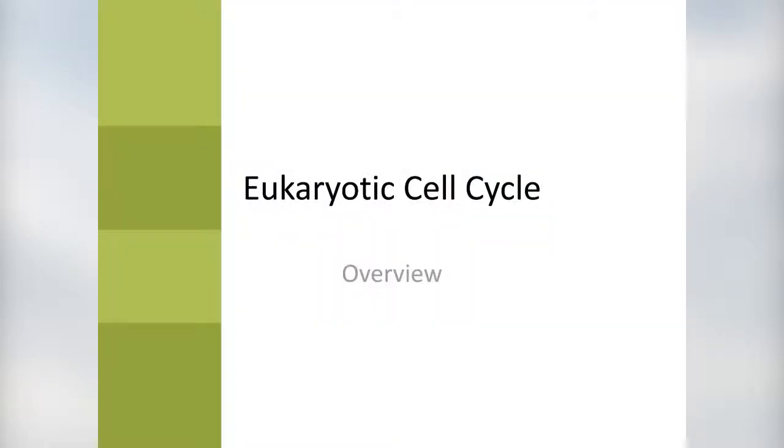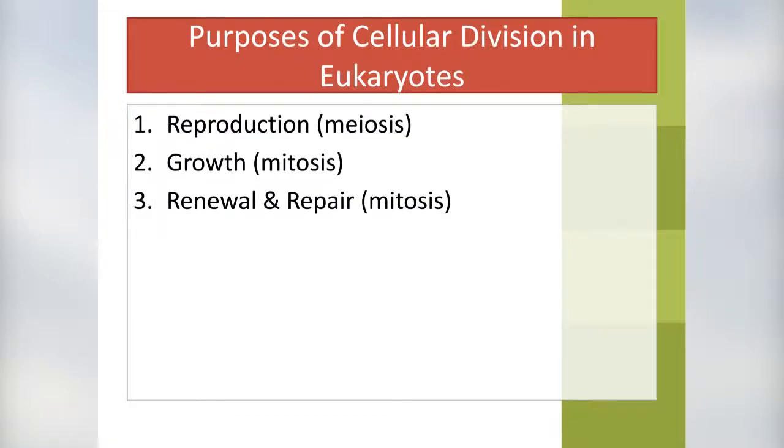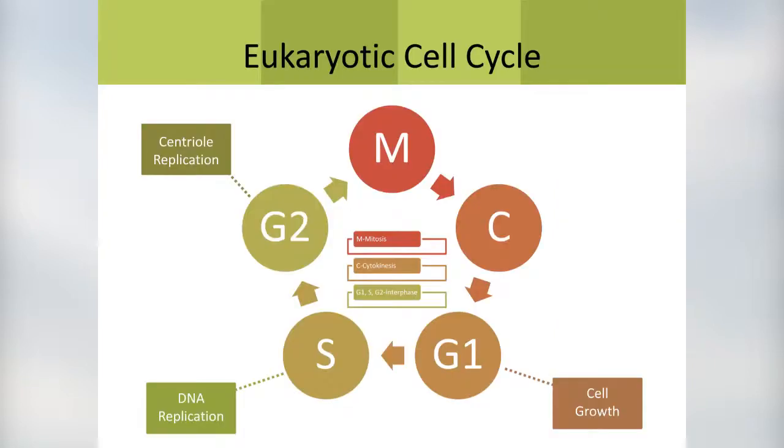Eukaryotic cell cycles are crucial for the overall cell and the maintenance of an organism. There are three purposes of cellular division in eukaryotes: reproduction, growth, and renewal and repair. Reproduction is handled by meiosis, whereas growth and renewal and repair are dealt with by mitosis. So today we're just talking about the mitosis section of the cell cycle.